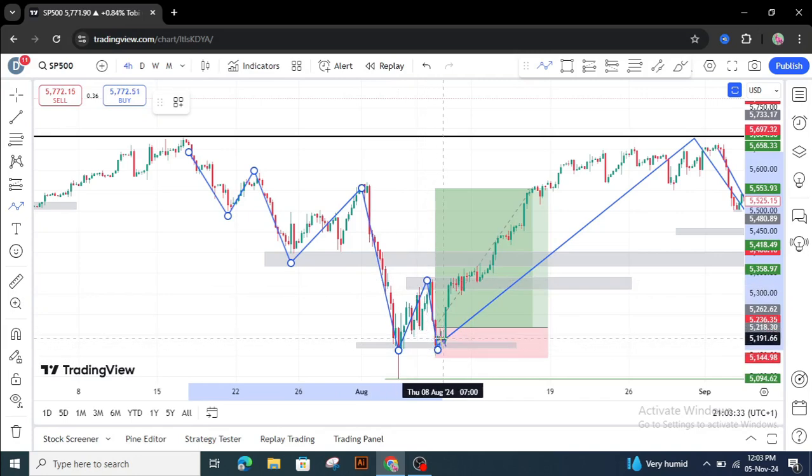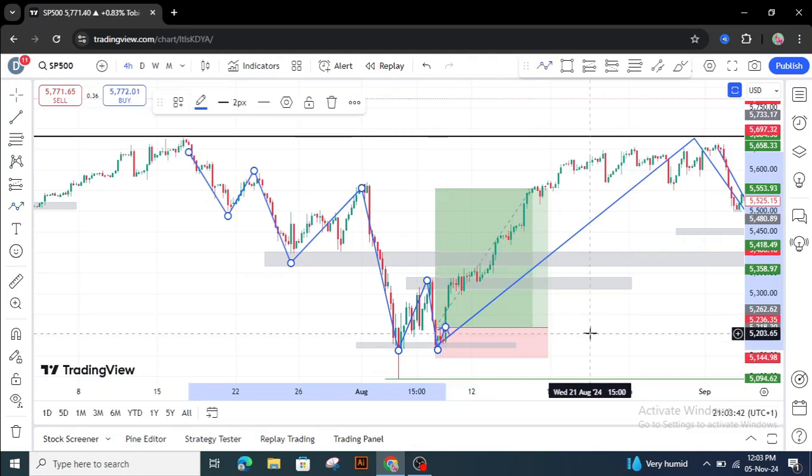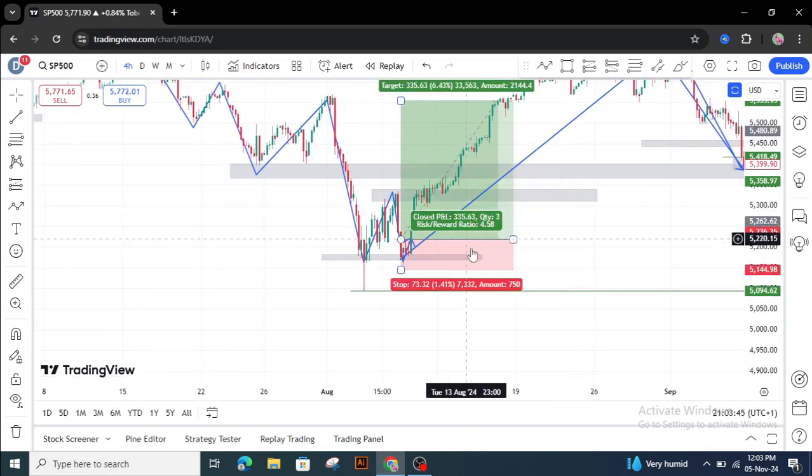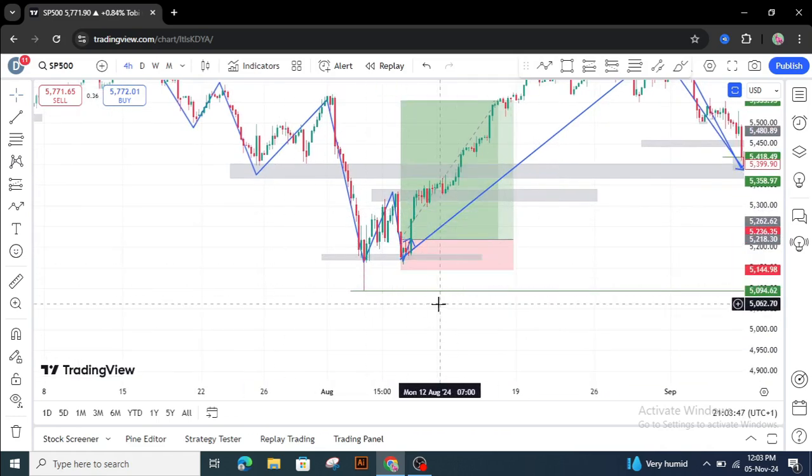Then I started seeing some major and minor candles that show exhaustion. After this green candle started moving up, that was when I took my entry. So that is my entry. You can see the double bottoms.